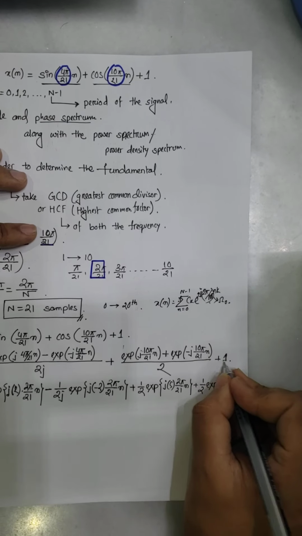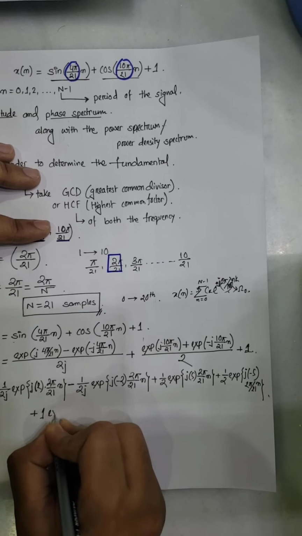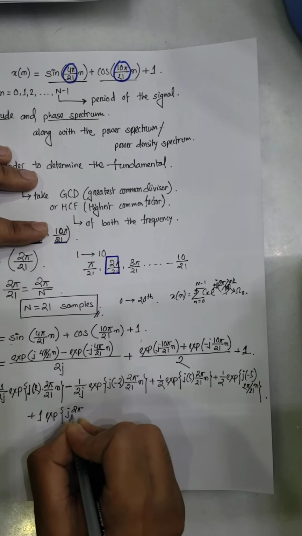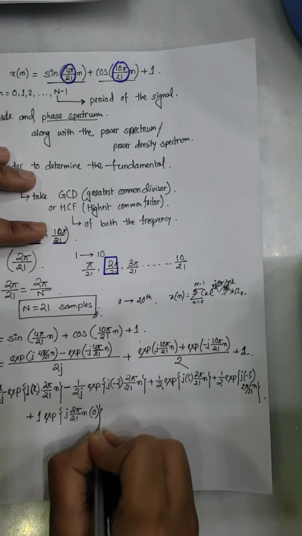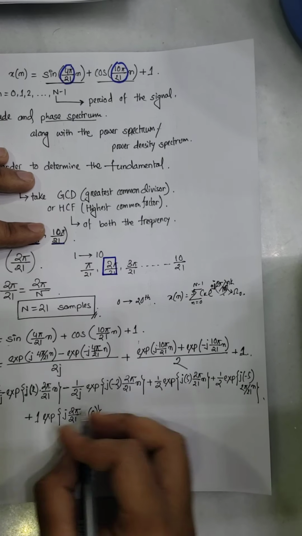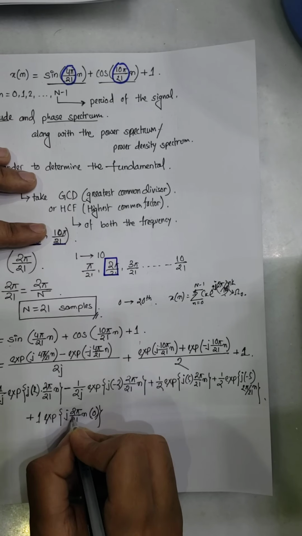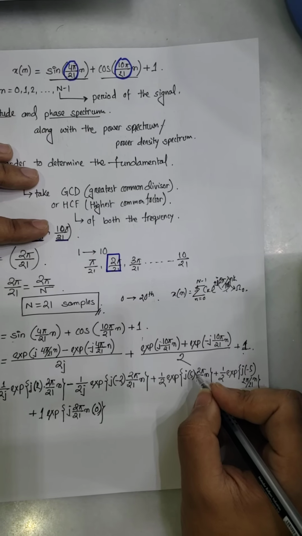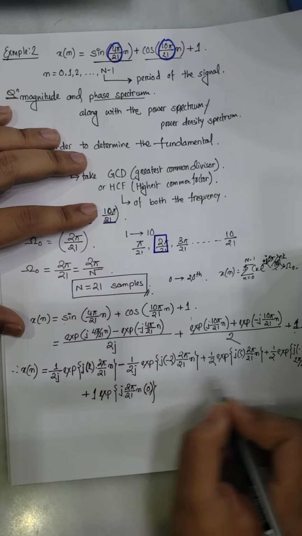Now what about this 1? This 1 can be written as 1 into e to the power j twice pi over 21 n times 0. So if 0 is multiplied with this term, this whole term becomes 0, and e to the power 0 becomes 1, and 1 times 1 will give us 1. I hope you understand how we have expanded this equation into the synthesis equation.